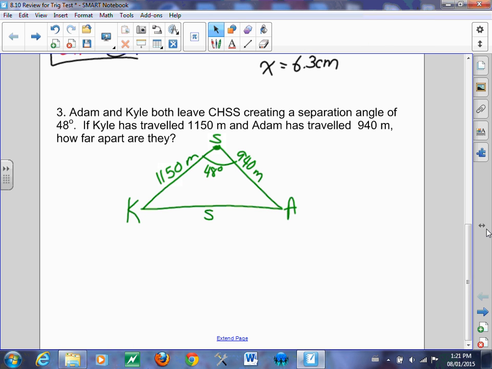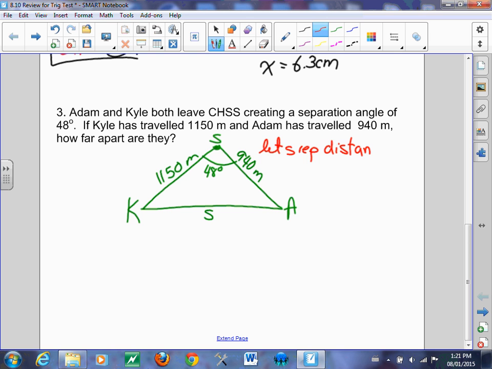Now, ladies and gentlemen, look at our strategy here. Do we have a 90-degree triangle? No, so we can't use Pythagorean theorem. Cannot use SOHCAHTOA. Do we have a match? Nope. So we have to use cosine law. But before we use cosine law, we're going to do our introduction statement. So we're going to go, let S represent distance between boys. So we're going to find this side S right here.